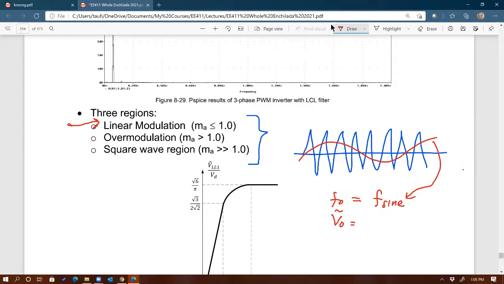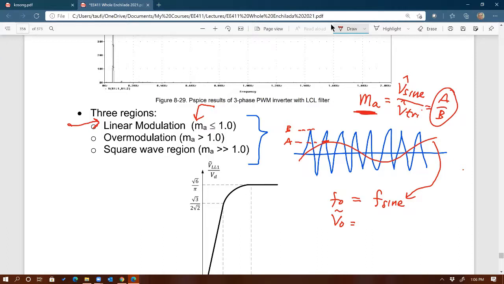So linear modulation is defined from what we call amplitude modulation, MA. Amplitude modulation is defined to be the ratio of the peak of the sine wave to the peak of the triangular wave, right? So if the peak of the sine wave is, let's say, A, and the peak of the triangular wave is B, then it's going to be A over B, right? So that would define amplitude modulation.